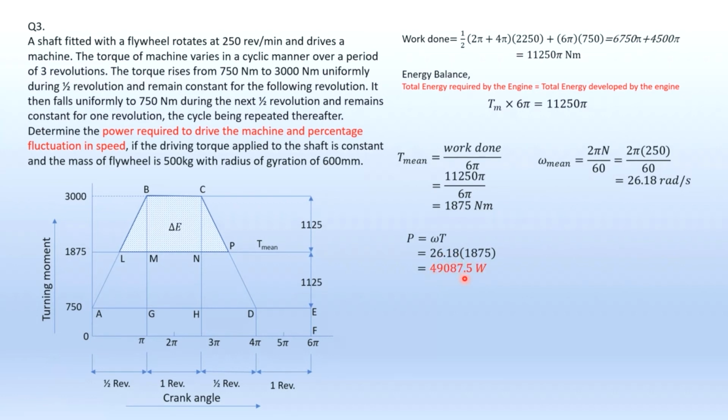This will give you the power required by the engine, 49087.5 watts. The question asks us to find the power required, so that would be the power required. Then after that, that is your moment of inertia, which is equal to mk squared. M would be the mass, K is the radius of gyration, 0.6. So you get I.